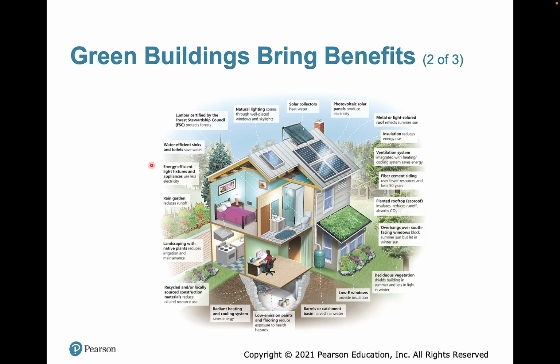So these are some examples of how you can greenify your house, okay? Greenify a building, rain gardens, energy efficient lights and fixtures, water efficient appliances, all that kind of thing.